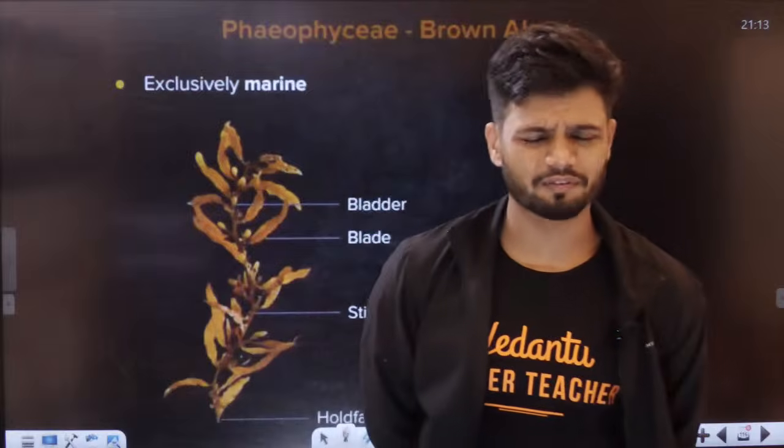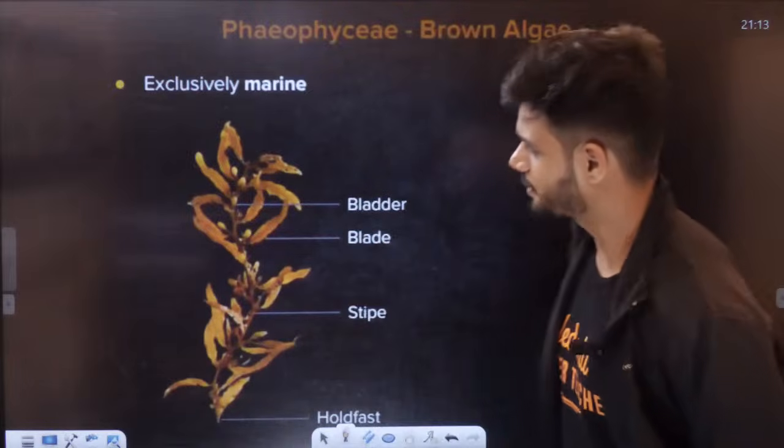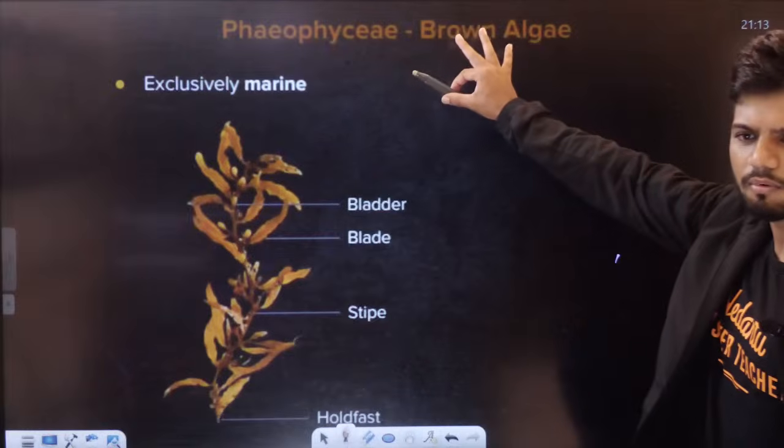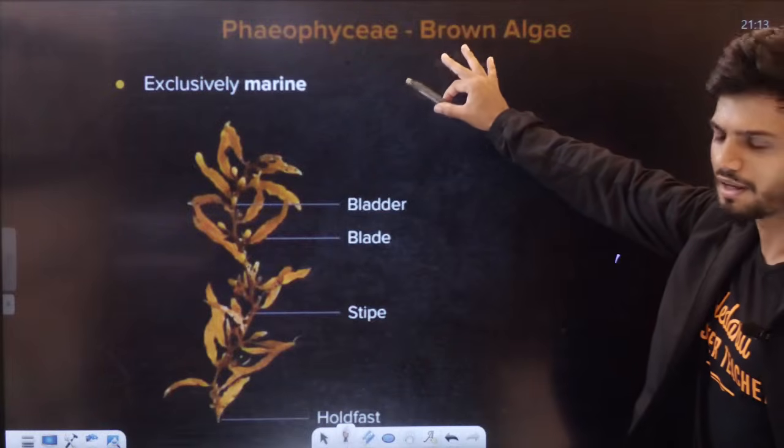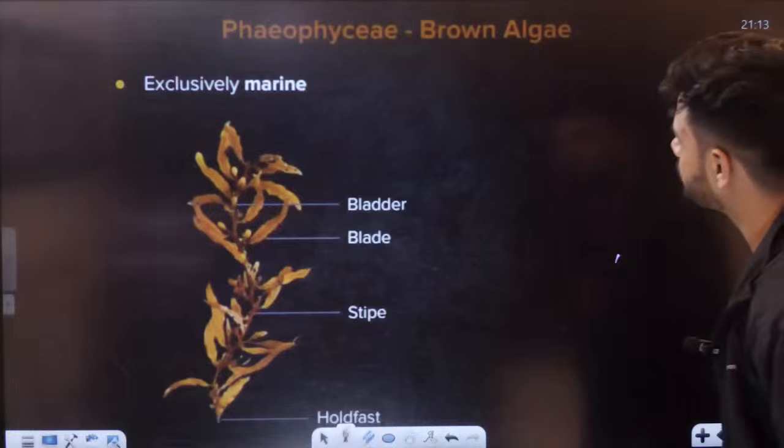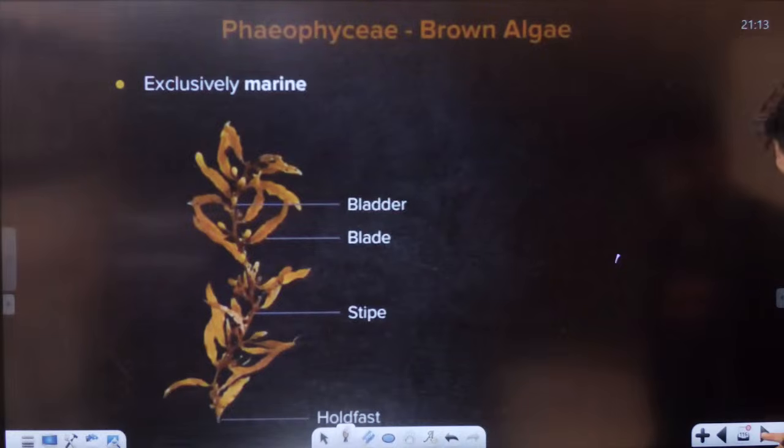Students, it will not take much time. Everything is done almost. Okay. Students, phaeophyceae is called what? Brown algae, all of you. Phaeophyceae is called brown algae. They're mostly marine in nature.